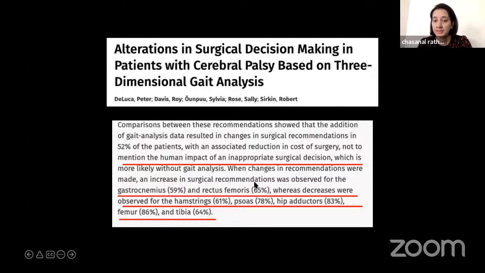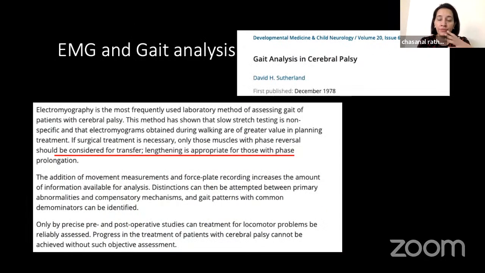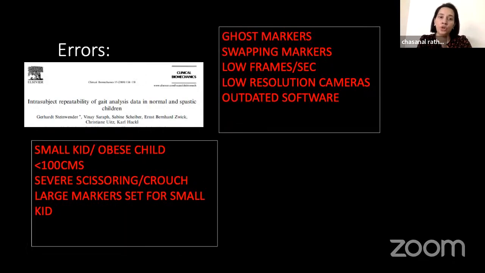So like I mentioned, yes, rectus surgeries have changed, psoas surgeries have changed. We no more do the adductor tenotomies for ambulatory kids. There's a wonderful paper from Australia which talks about this, and we no more do the adductor tenotomies or the neurectomies which were being done in the past. So there has been a drastic change, and there are numerous papers which talk about this.